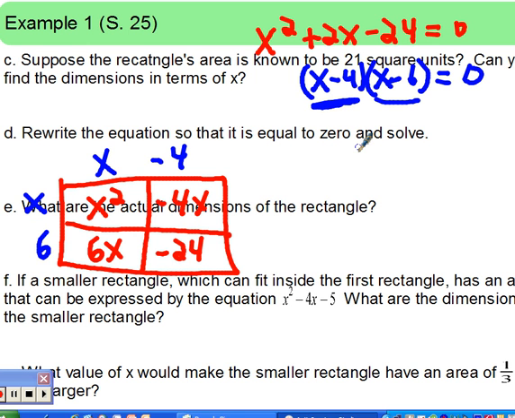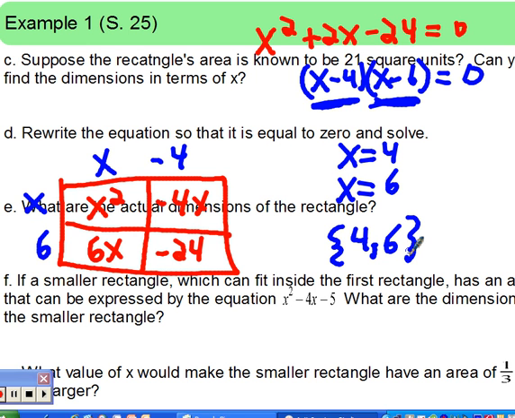Well, when is this equal to 0? Well, that's pretty simple. When x equals 4. When is this equal to 0? When x equals 6. So x can be equal to 4 or 6. Either way, it will work. So my solution set is 4 and 6.